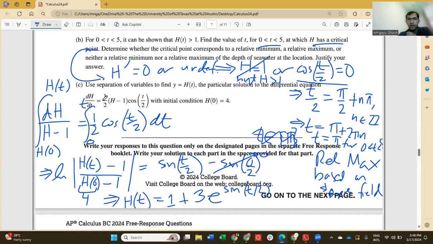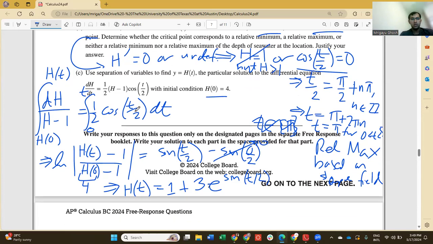And let me just check. Let's plug in h of 0 equals 4. Plug in 0. Sine of 0 is 0. E to the 0 is 1. 3 times 1 is 3, plus 1 is 4. So that should be fine. And of course, if you really wanted, you can take the derivative and prove it, but I think this is sufficient. h of t is equal to 1 plus 3 times e to the sine of t over 2. I hope I haven't made any mistakes there, because I did skip some steps because of space concerns. Of course, you can write out more, you have time to write out more as well. But I think that's sufficient.